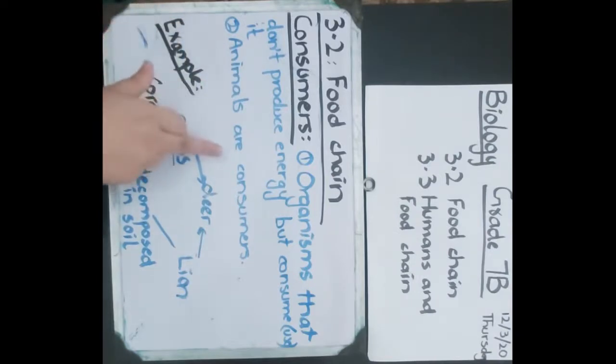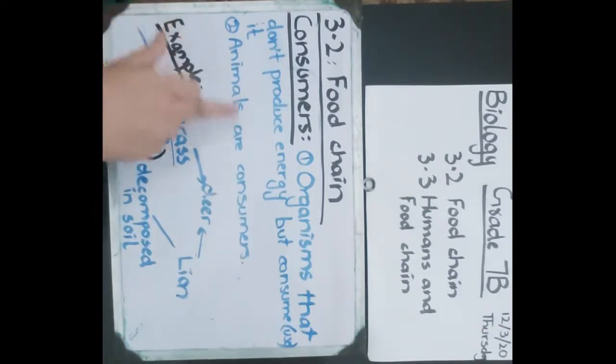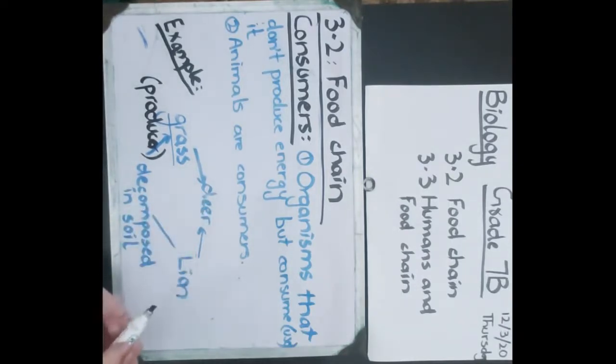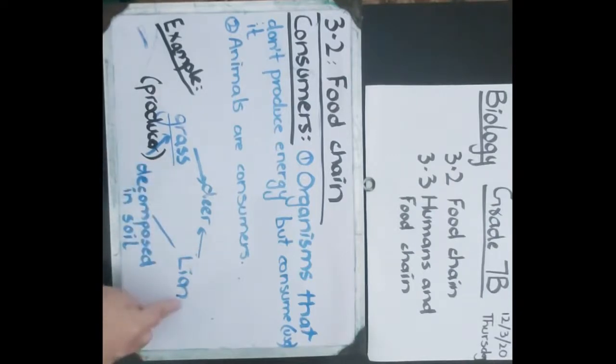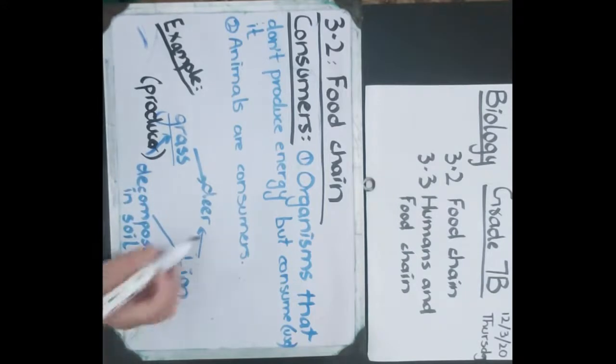Number 2, animals are consumers. Previously, we learned that plants are producers. Now animals are consumers. In this example, where do we have animals? Deer and lion. Deer is an animal, lion is an animal. Deer is not producing energy. It is using energy from grass. Lion is not producing energy. It is using the energy of deer. So they both are consumers.